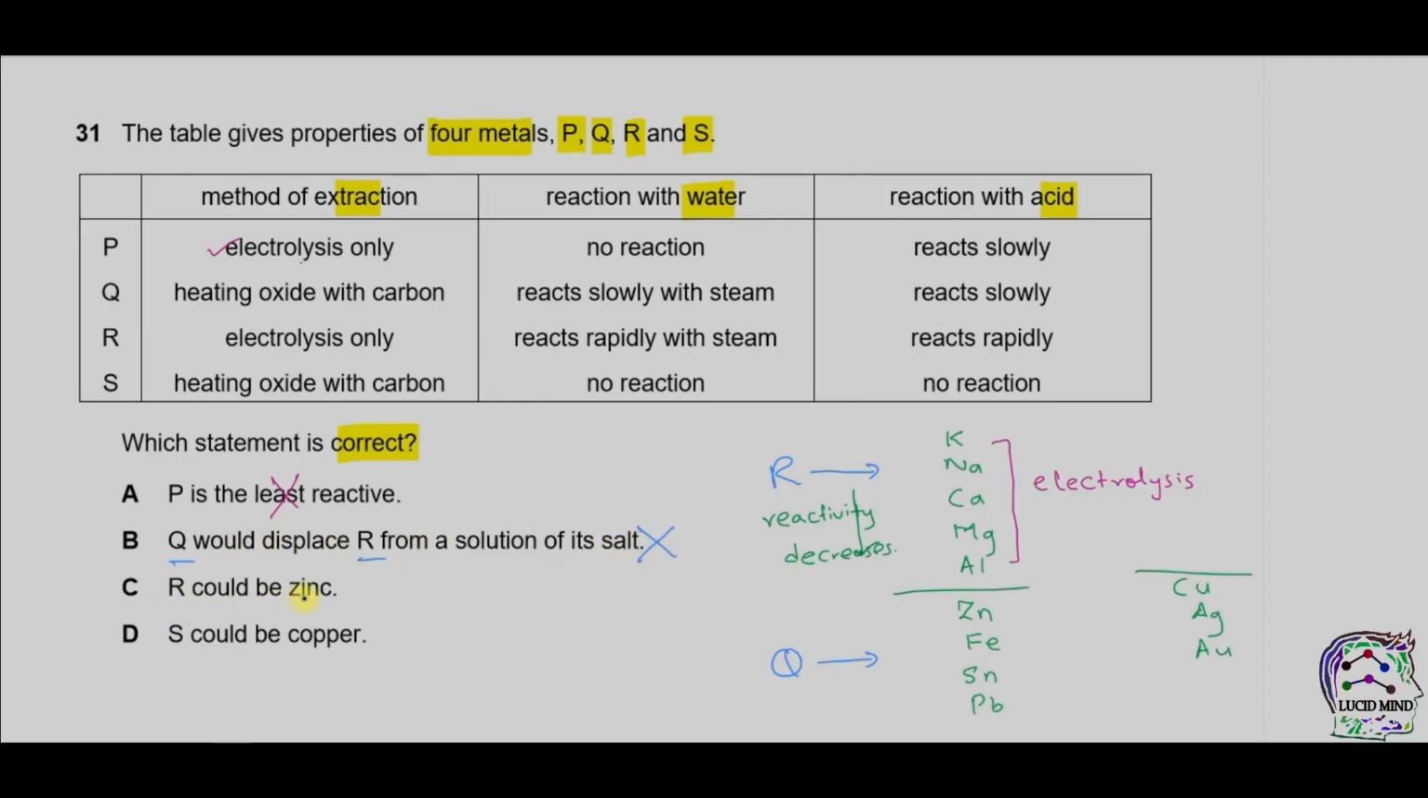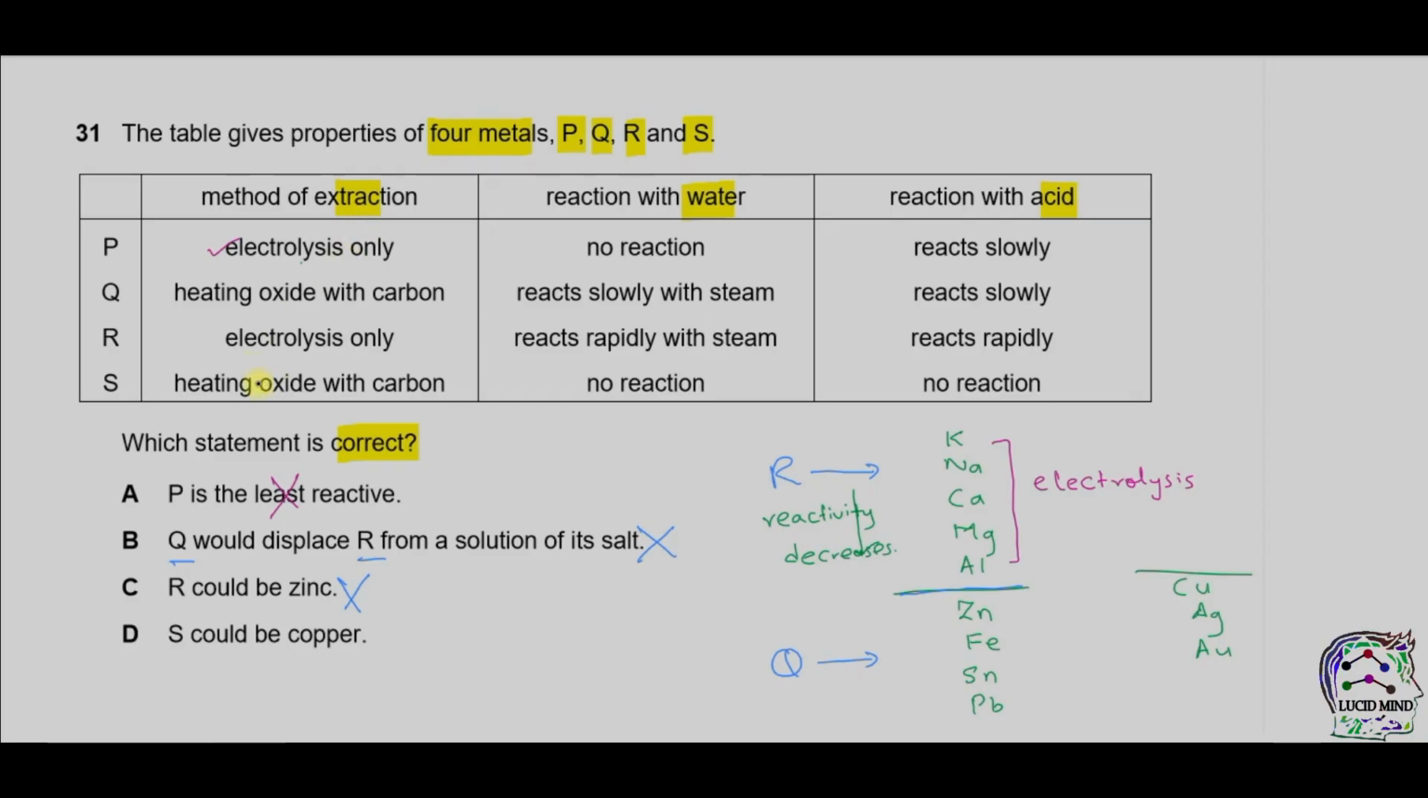Part C, R could be zinc. Let's see, R can only be extracted using electrolysis, so R is among potassium, sodium, calcium, magnesium, aluminum. It is not zinc.